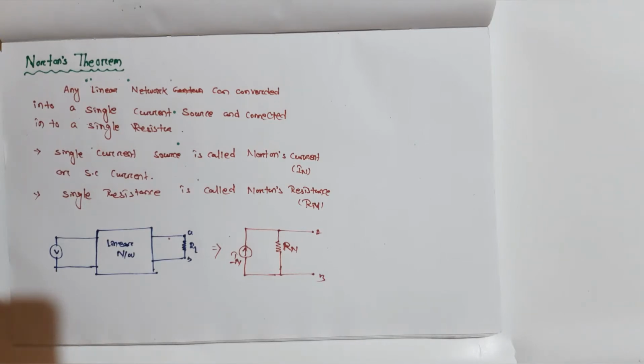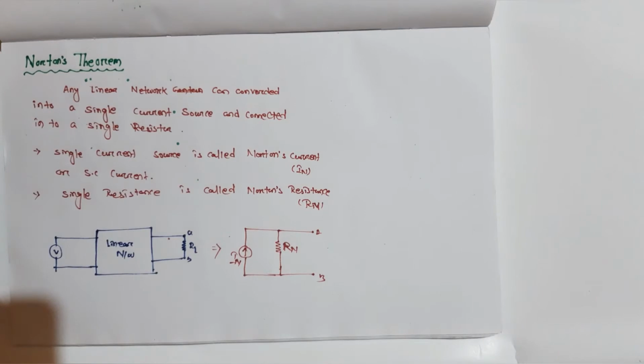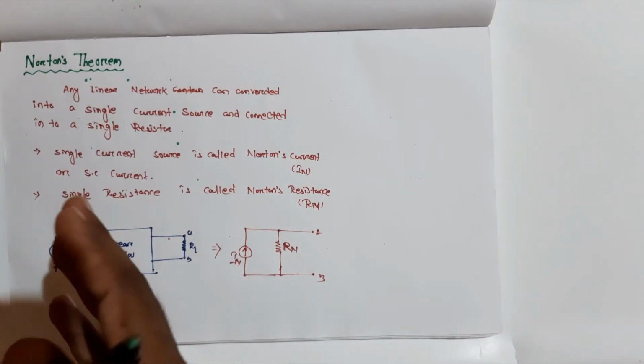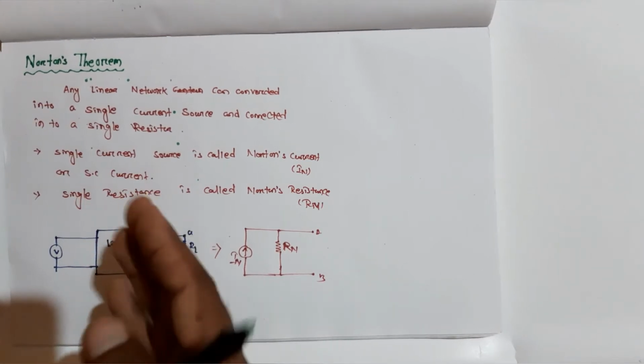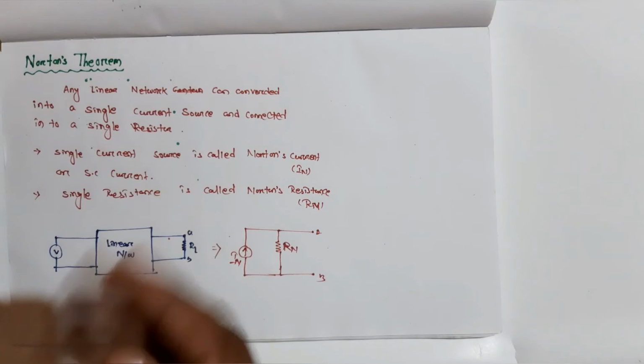Today we are going to discuss Norton's theorem. It is one of the theorems used to solve or simplify any network. Norton's theorem says that any linear network can be converted into a single current source connected to a single resistor.